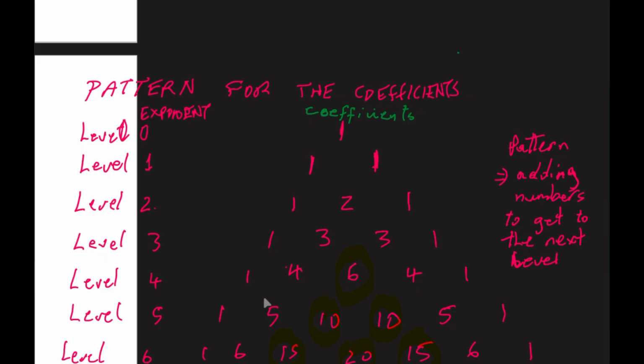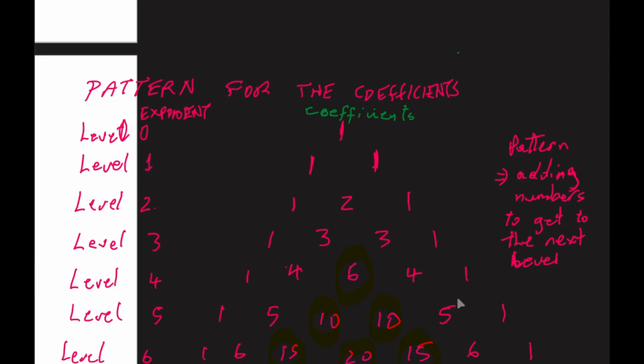For this 5, you'll be adding 1 plus 4. For this 10, you'll be adding 4 plus 6. For this 10, you're adding 6 plus 4. And for this 5, you'll be adding 4 plus 1. And continuing that way, for this 1, you just write a 1. But here, you're adding 1 plus 5 to get 6, 5 plus 10 to get 15, 10 plus 10 to get 20, 10 plus 5 to get 15, 5 plus 1 to get 6, and so on.